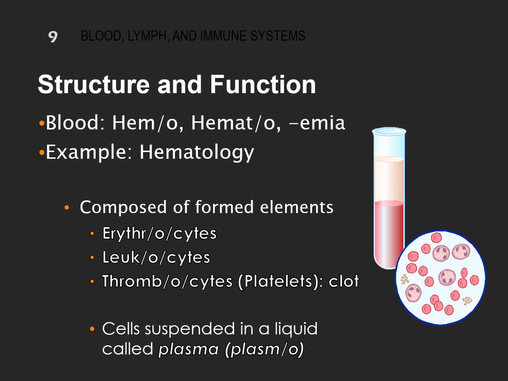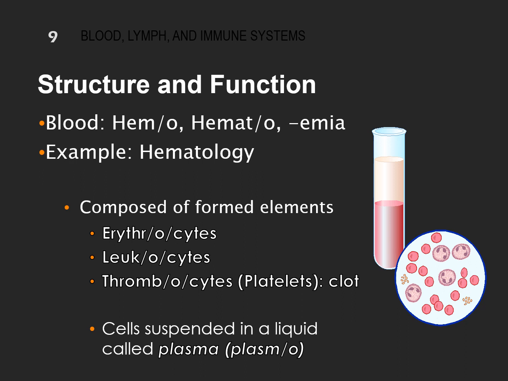So, blood, lymph, and immune system. As we already know, the word parts for blood are hemo, hemato, but we also have a suffix for blood, and that is emia. For example, the study of blood is hematology. Blood is composed of formed elements or cells. We have the red cells, erythrocytes, leukocytes, the white blood cells, and thrombocytes, which are platelets, but literally it means cells for clotting, because thrombo means clot. So erythro, red, leuco, white, thrombo, clot.